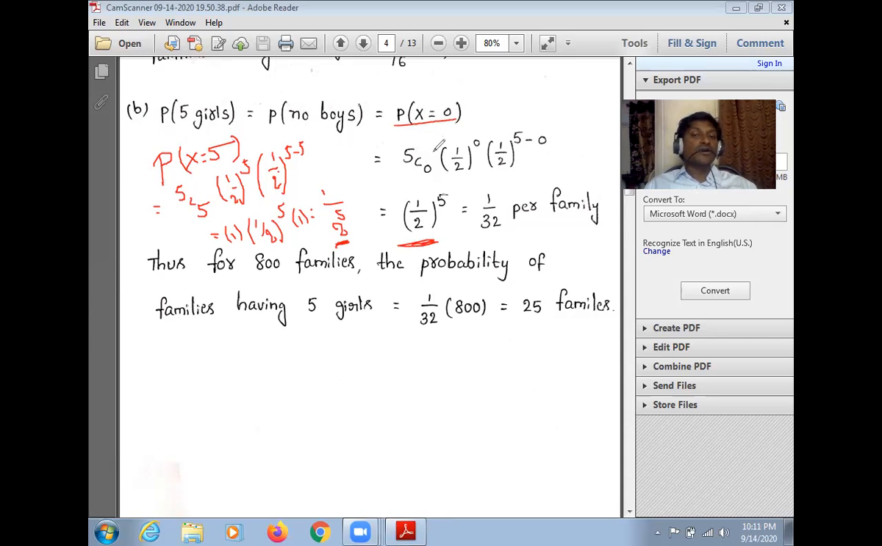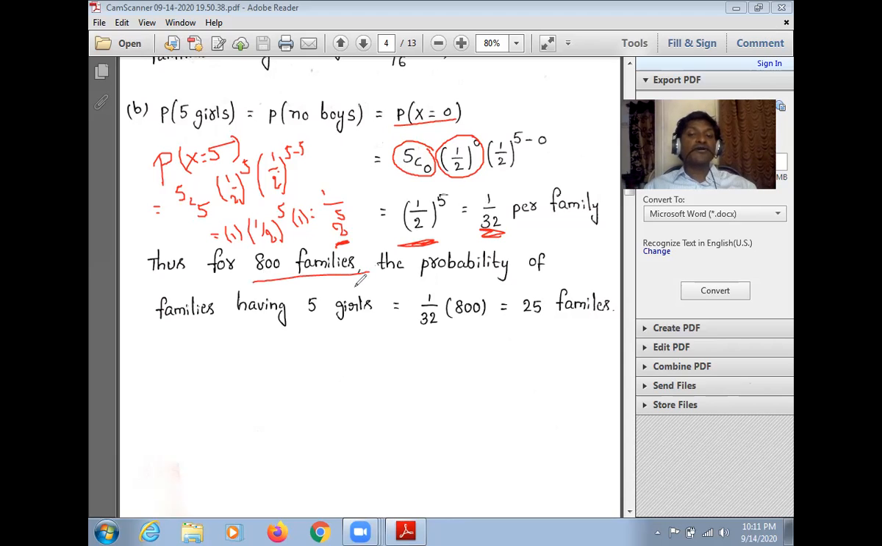So simply P of x is equal to 5, or simply we can write P of x is equal to 0. Here also the same thing, 5C0 is nothing but 1 and anything to the power 0 is 1. And the remaining 5 minus 0 is 5, and 1 by 2 as it is. So 1 by 2 power 5 is nothing but 1 by 32. But we require the families. How many families having 5 girls? So for that simply we wrote it here.